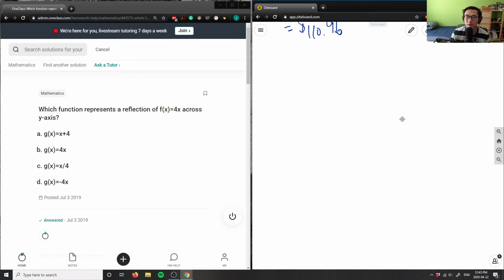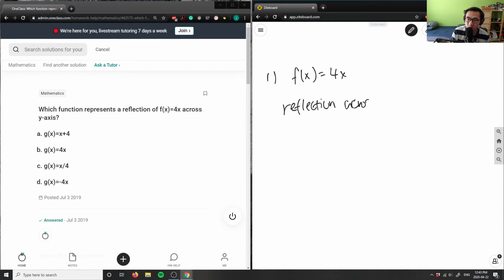So again, I guess we're back to question 1 now. Say this is question 1. It says, which function represents the reflection of f of x equals 4x across the y-axis? So I have the function f of x equals 4x, and I want a reflection across the y-axis. So it's basically asking us what can I do to this function to reflect it across the y-axis, right?